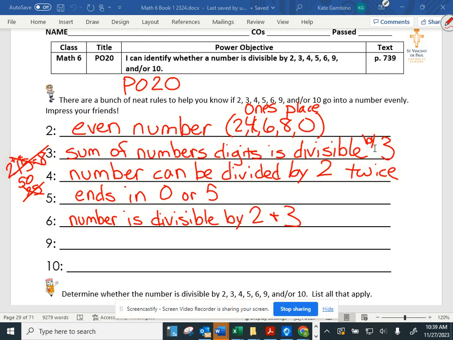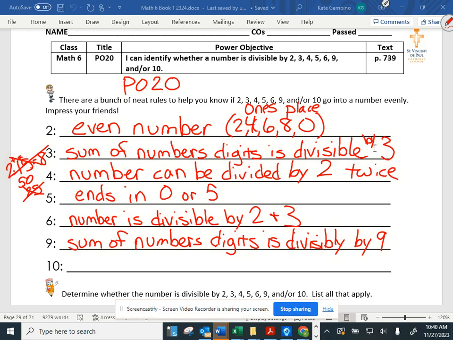Jimena? If the sum of the digits is divisible by 9. Yep, so just like with the 3, you add up those digits and see if that sum is divisible, this time by 9. So it's the same thing that we were doing for the 3, adding up all the numbers in our digit and seeing if it's divisible by 9.